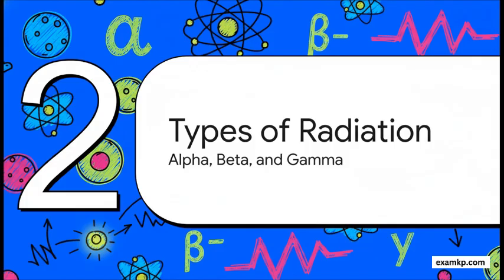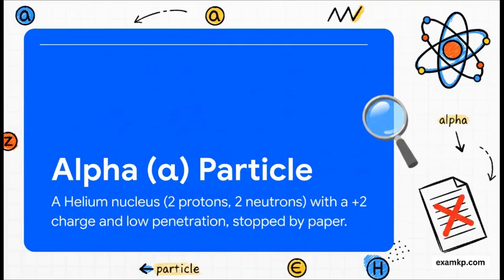So let's meet them. First up, we've got the alpha particle. Just think of this guy as a tiny helium nucleus that's been shot out. 2 protons, 2 neutrons. That means it has a positive 2 charge. It's kind of the heavyweight of the group, but it's also a bit of a slowpoke. It has really low penetrating power, so low that a single sheet of paper can stop it cold.